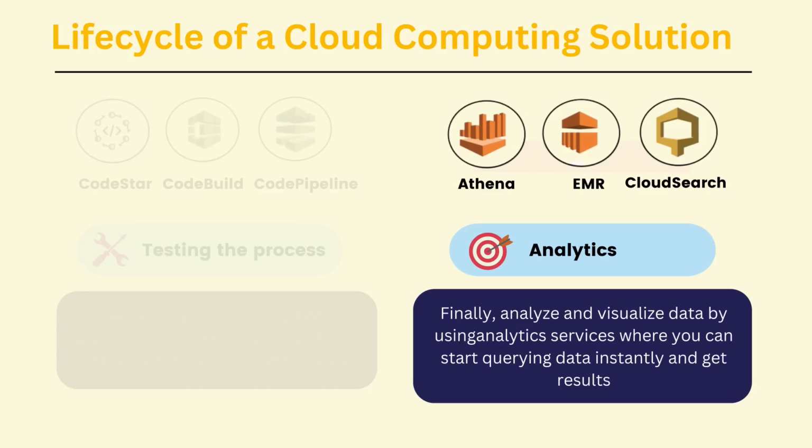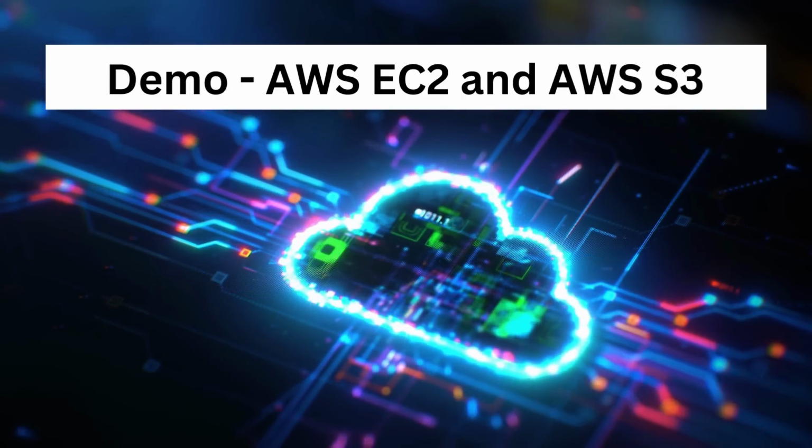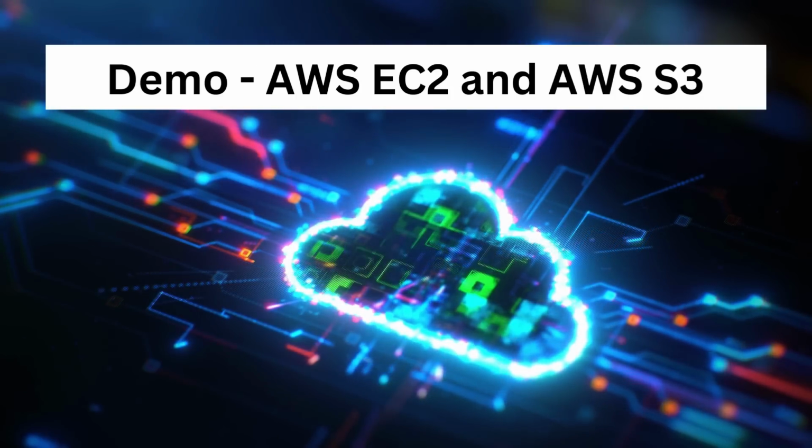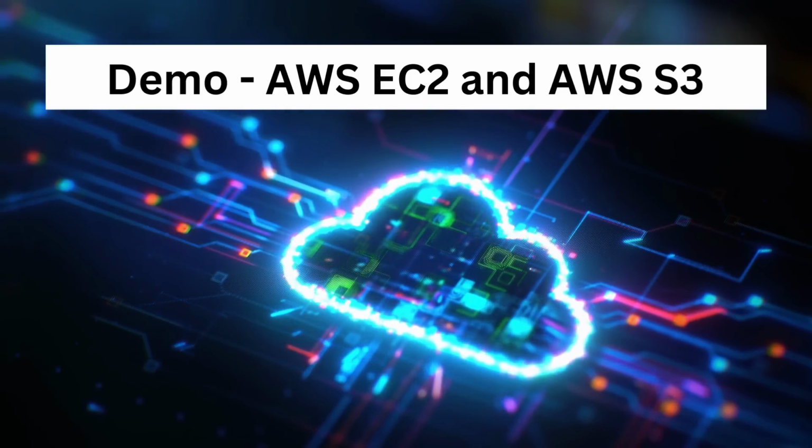And finally, once everything is set and done, pick the analytics service for analyzing and visualizing the data, where we can start querying the data instantly and get a result. If you want to visually view the happenings in your environment, you can pick Athena and other analytics tools like EMR, which is Elastic MapReduce, and CloudSearch. All right, enough of theory. Let's have a quick look at how two services in AWS, EC2 and S3, work together and benefit us.